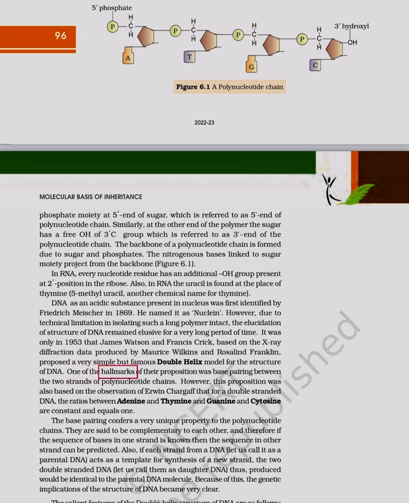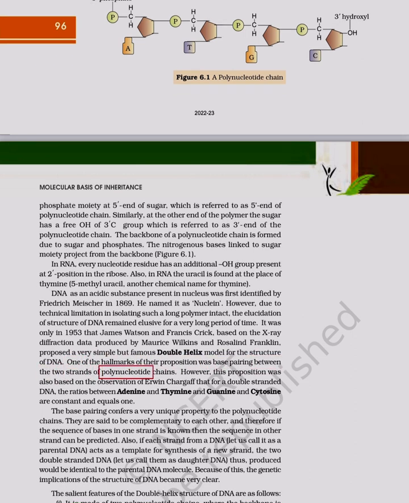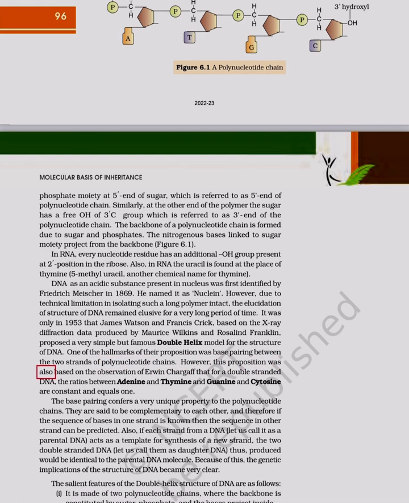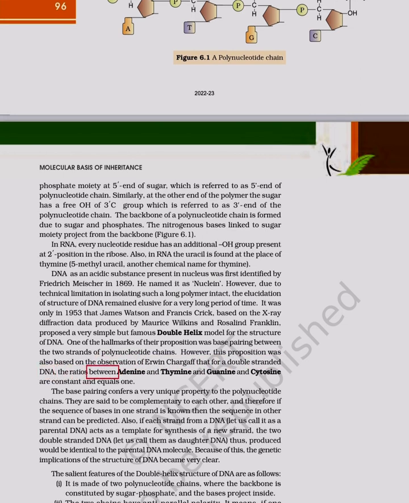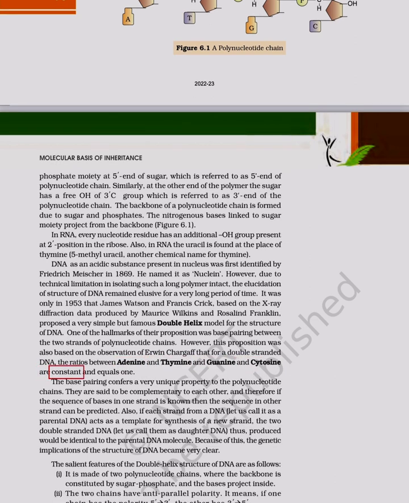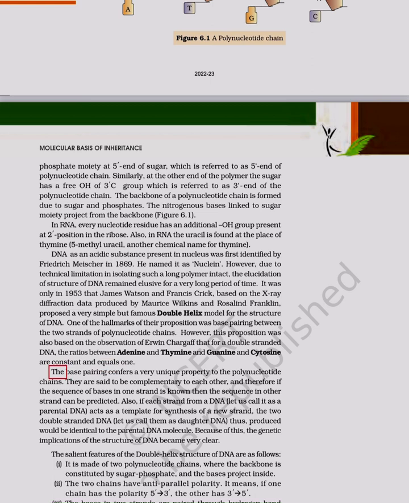One of the hallmarks of their proposition was base pairing between the two strands of polynucleotide chains. However, this proposition was also based on the observation of Erwin Chargaff that for a double-stranded DNA, the ratios between adenine and thymine and guanine and cytosine are constant and equal to 1. The base pairing confers a very unique property to the polynucleotide chains.